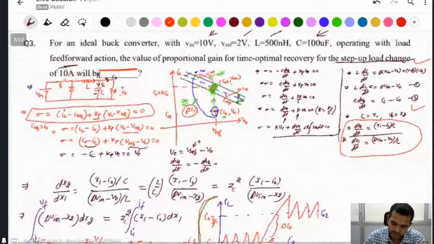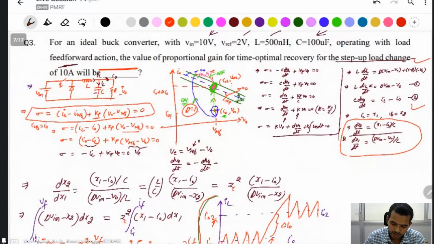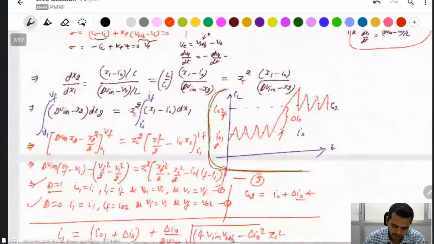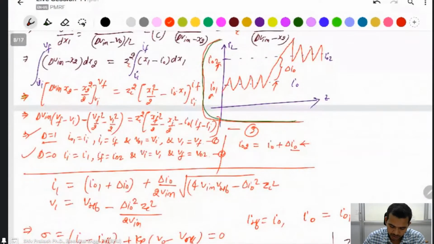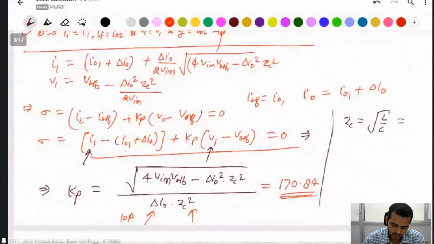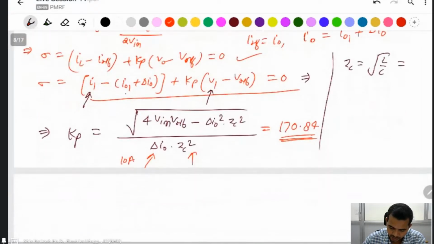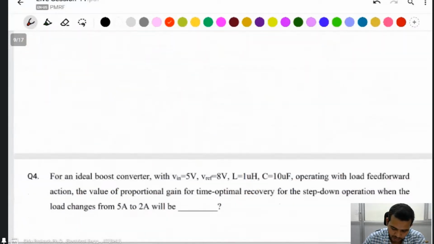We take the initial and final values on the trajectory. If off trajectory, take this one as initial, this one as final. Sometimes solve for the I1 V1 value. Once you find I1 V1, after that put the value in the switching surface, and find from there.